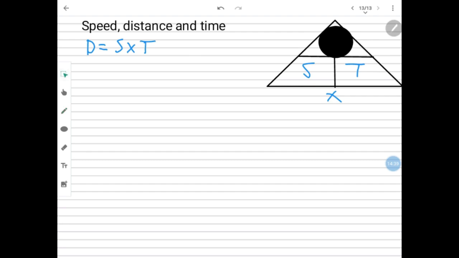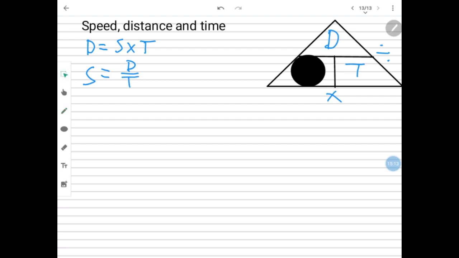If we're looking for speed, we're doing this. Now, you cover up speed. And we see that distance is above time. So it's distance divided by time. So that's what we can write there. Okay, so the one that you're looking for, you're covering it up to see what's the formula in regards with the other two that's left. Distance divided by time. So we write that, distance divided by time.